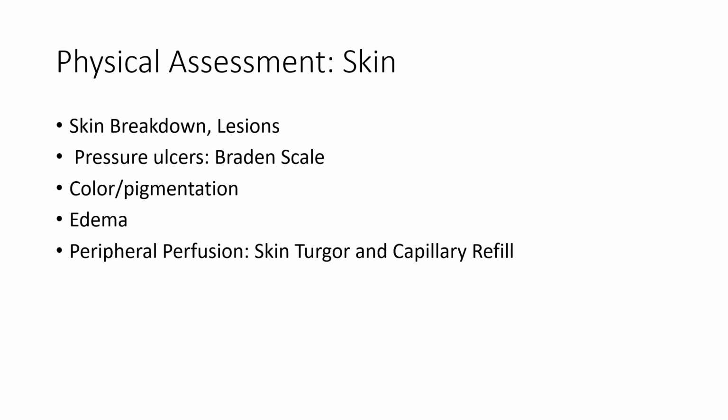The continuation of physical assessment is the skin. We're going to look for breakdowns, lesions, and look at your Braden scale for tissue integrity. Color, pigmentation, edema. Okay, so if one leg is larger than the other, we're definitely going to take note of that and make sure you document, document, document. What must you do right after you do your physical assessment? You have to document. Peripheral perfusion, you're going to look at your capillary refill and your skin turgor.